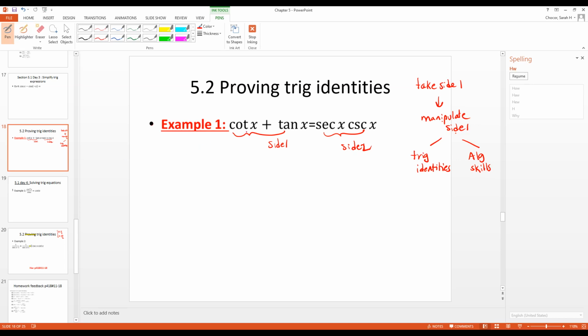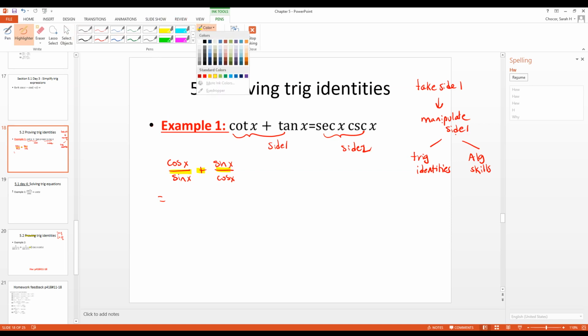And we see we have a cotangent. So I'm going to use my identities and I'm going to write cotangent as cosine over sine. And I'm going to write tangent as sine over cosine. I see that I am adding fractions. So it's time to use my algebra skills. Adding fractions, I need a common denominator.